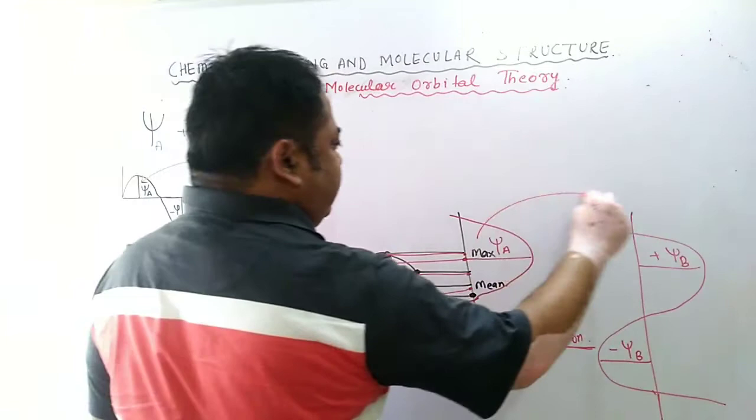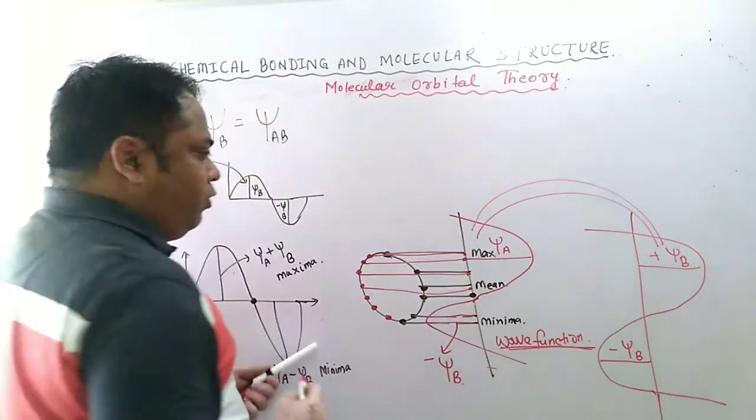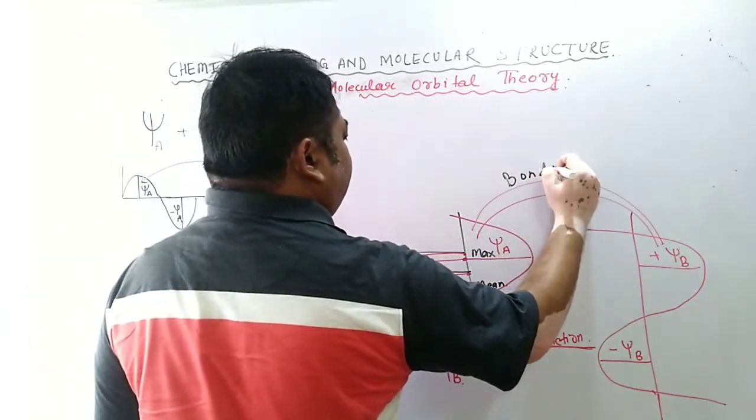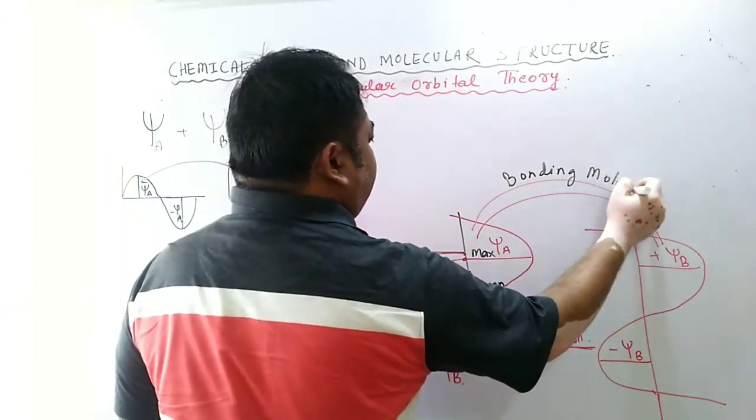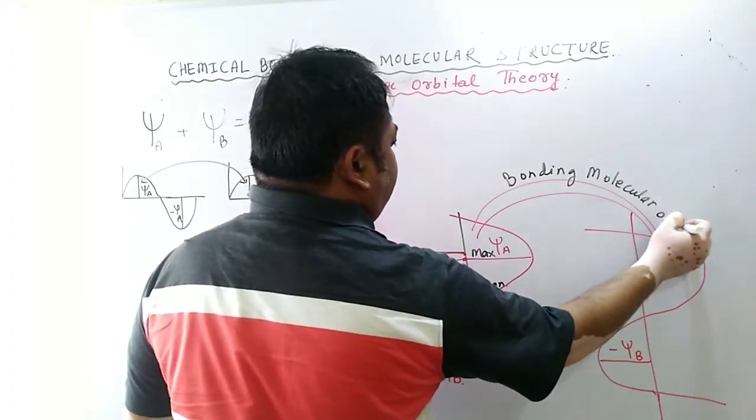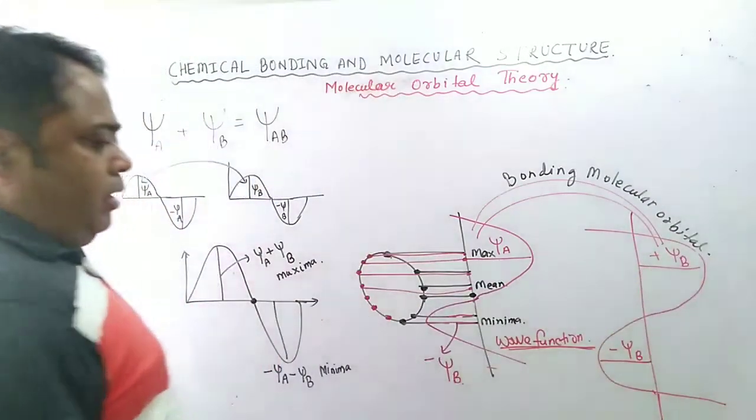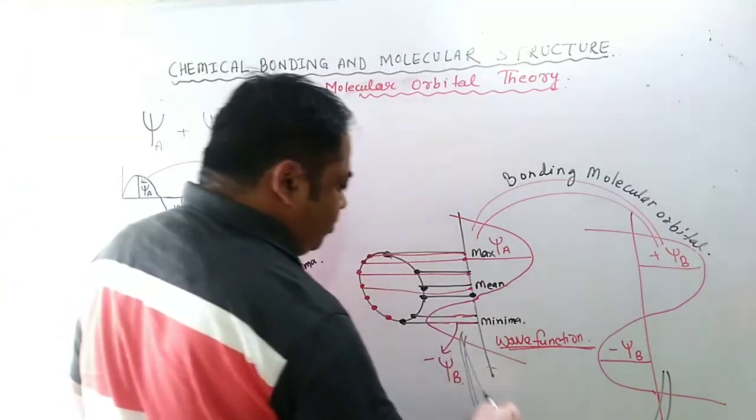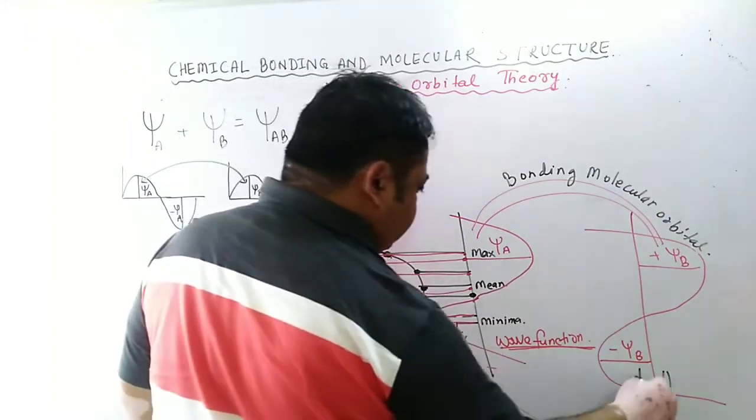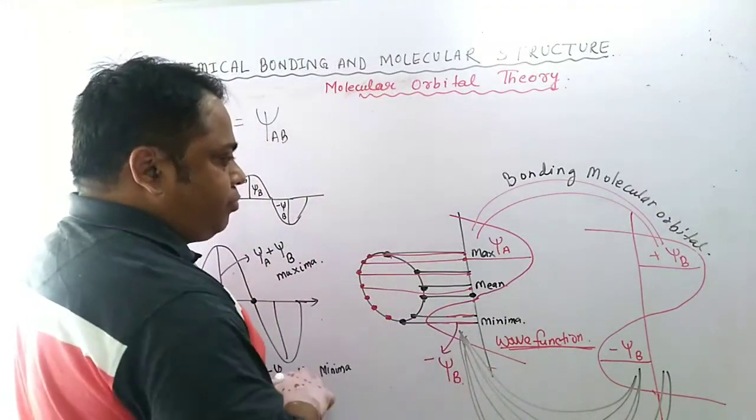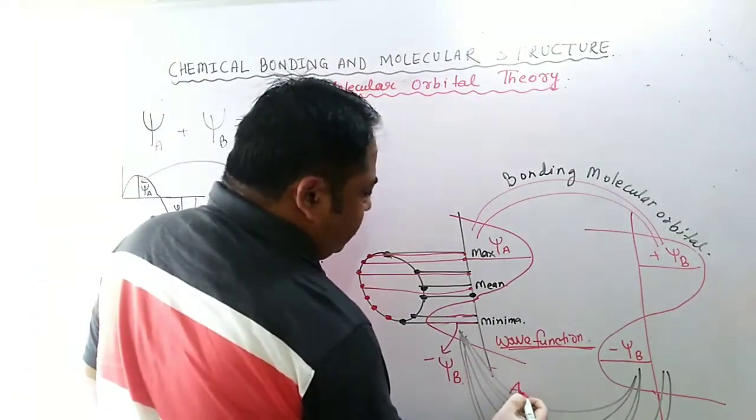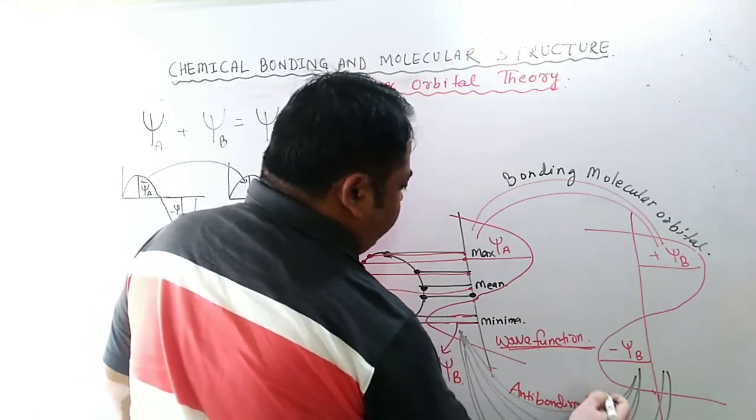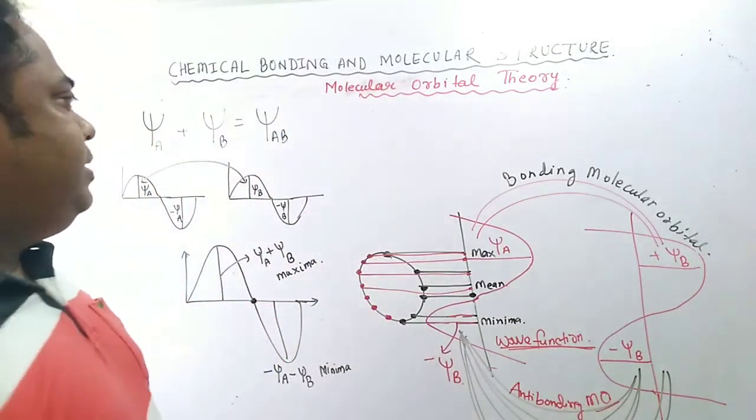so plus and plus will combine and will form bonding molecular orbital, and minus and minus will combine and form anti-bonding molecular orbital. In this case, what happens?